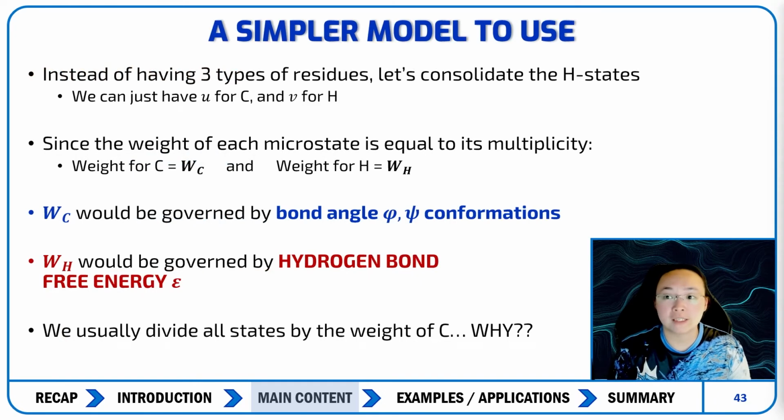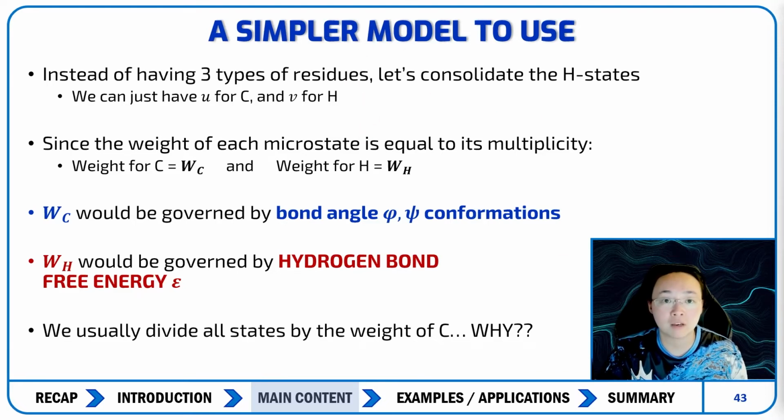So now we're trying to put things together. Remember the 3 residues we had before, U, V, and W. What happens if we simplify it to 2 residues instead? So just U for a coil state and V for a helix state.